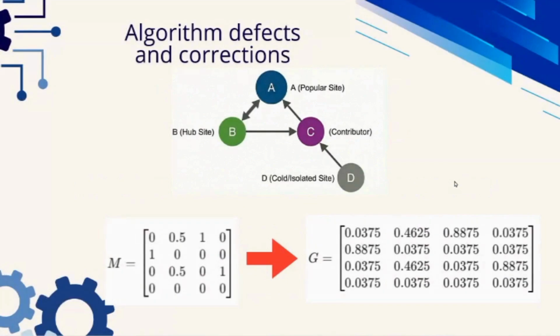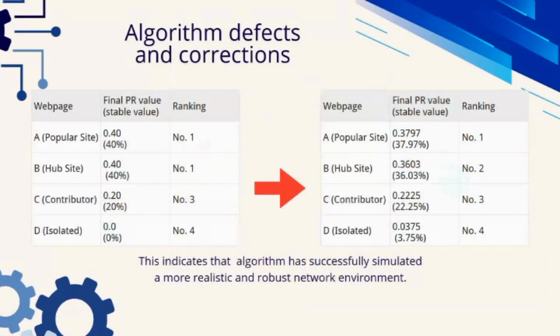Let's go back to the diagram. We replace the original matrix with the corrected matrix and redo the iterations. As you can see from the result, node D, which was initially assigned a weight of 0 due to being an isolated node, now has a slight weight. This indicates that the algorithm has successfully simulated a more realistic and powerful network environment.